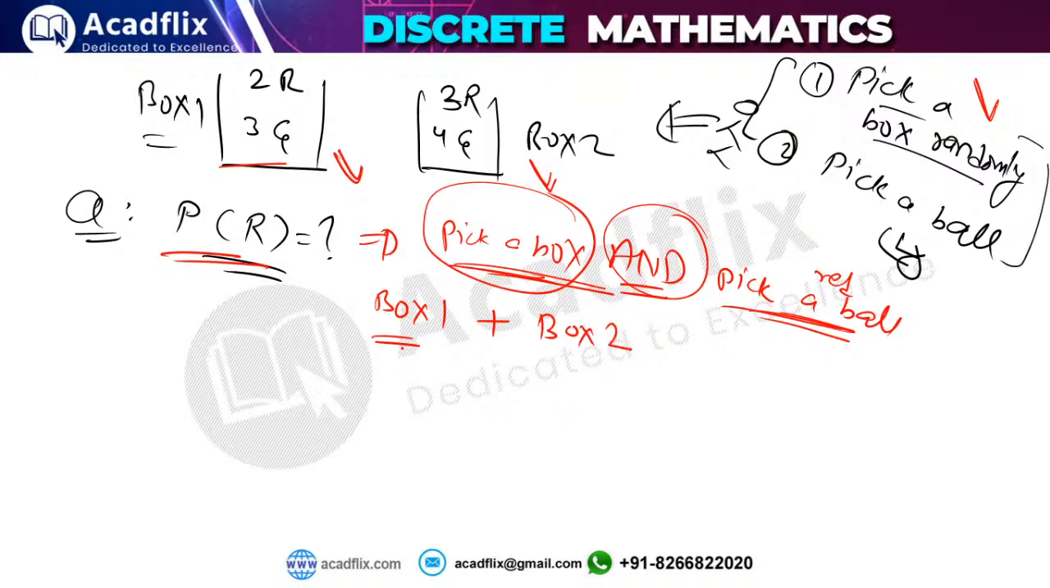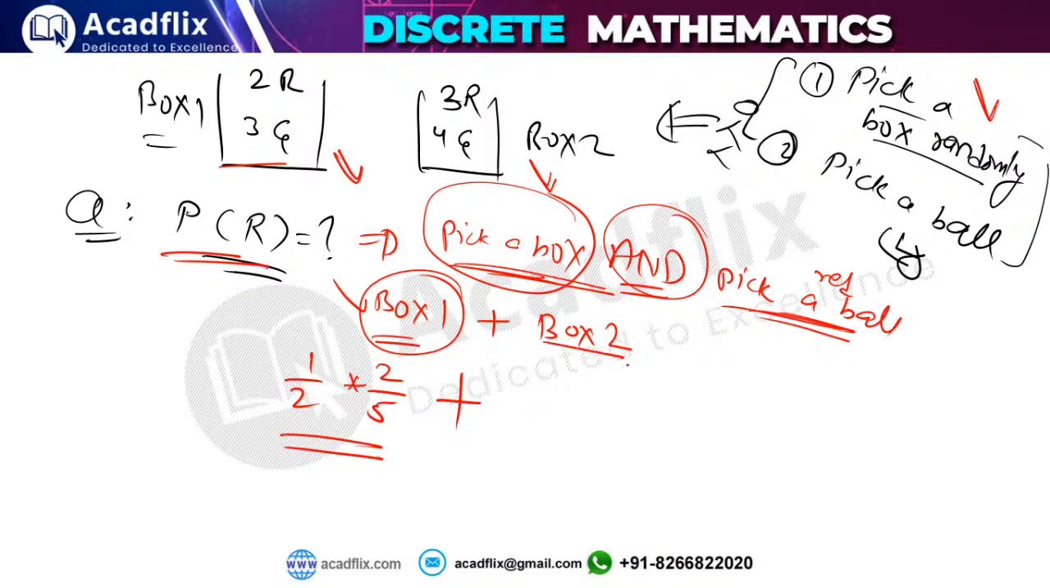Now once you pick box 1, then you can pick a red ball. So this is what is happening. Now what is the probability of picking the box 1? That is half. This is the probability of picking box 1. Now once you have picked the box 1, what is the probability of getting a red ball? The probability of getting a red ball is 2 divided by 5.